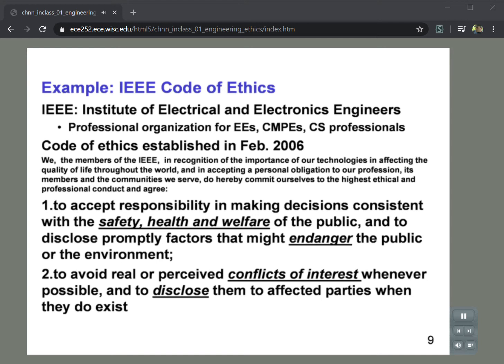So this is specifically having to do with engineers who are designing products that could have an impact on safety, health, welfare, and could potentially endanger the public. And the Code of Ethics just calls for behavior that will minimize these safety impacts and will disclose factors that might lead to dangerous situations. Fairly straightforward, obvious stuff. The second one here is to avoid real or perceived conflicts of interest wherever possible and to disclose them.